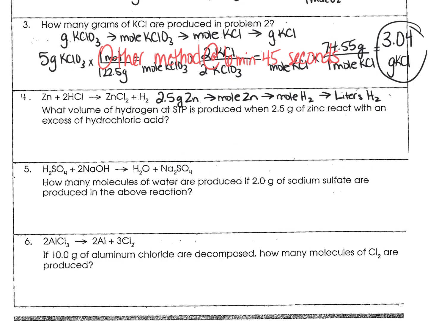So I've got the next problem all set up. I'm given 2.5 grams of zinc. I need to find out how many liters of hydrogen. So my steps are going to be to convert grams of zinc to moles of zinc.